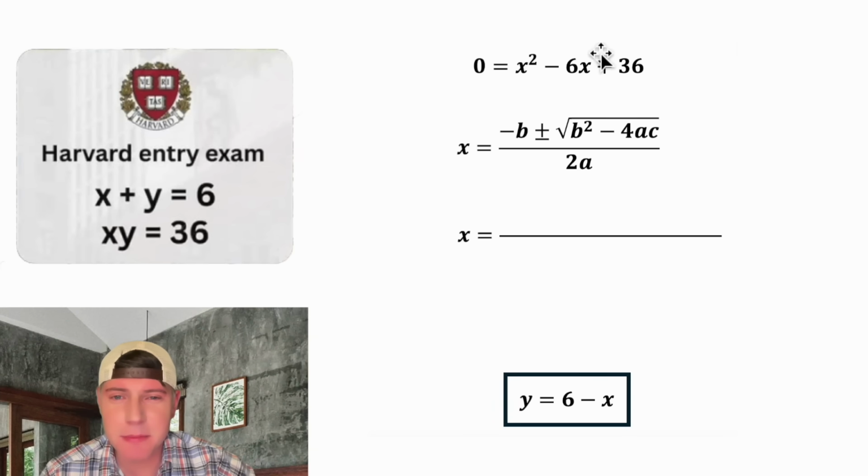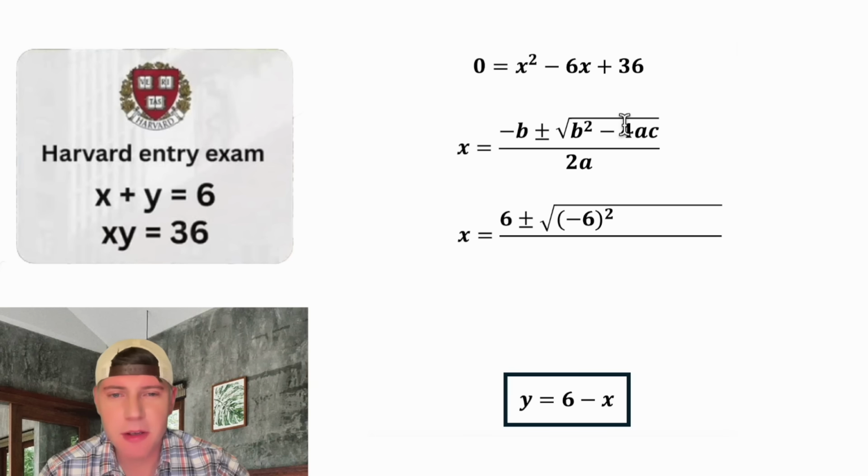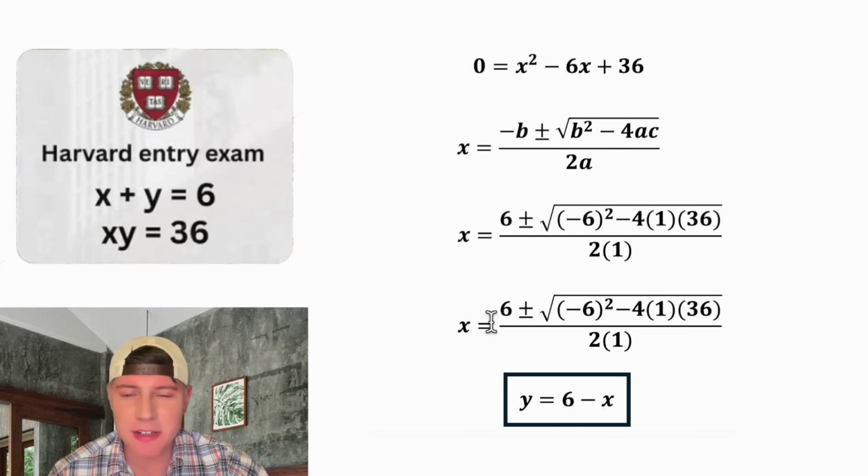In the place of the negative b, we can put negative 6, which is 6. Then we have the plus or minus square root of b squared, which would be the quantity negative 6 squared, minus 4 times 1 times 36, whole thing over 2 times 1. And then we can copy it down and let's clean things up.